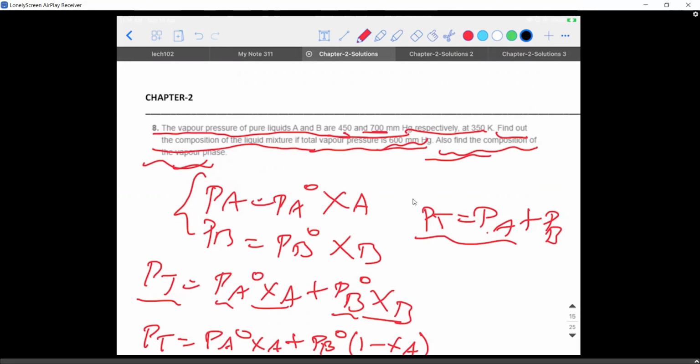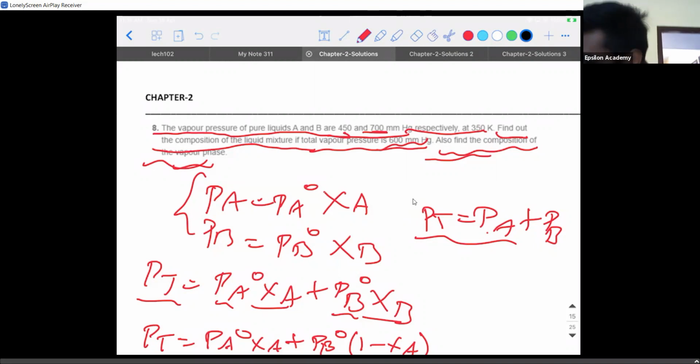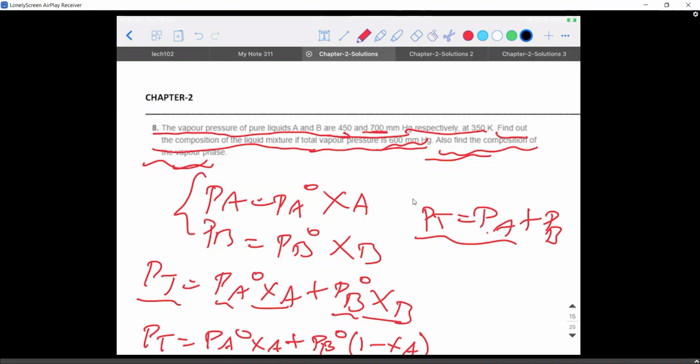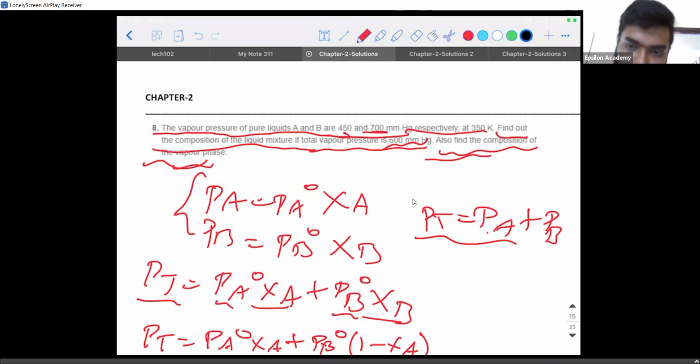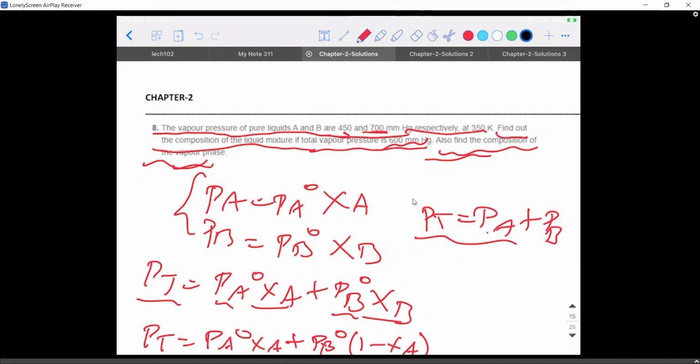Sir, one doubt, sir. Yeah, tell me. Sir, the mole fractions of two components will always be equal to 1, sir? Yes, if I have only two components in the mixture, the sum of the mole fractions of these two components is always 1. Always. Okay, I hope it's fine.